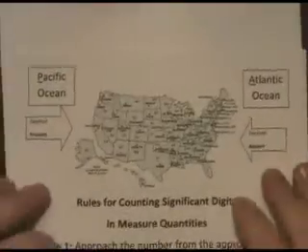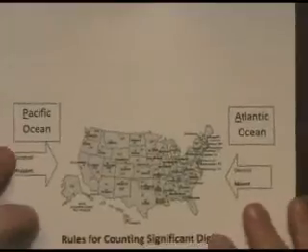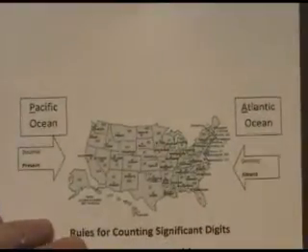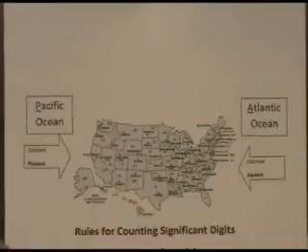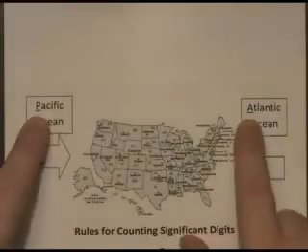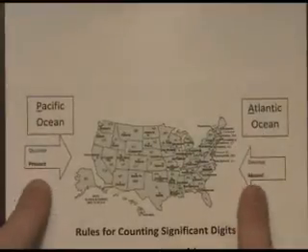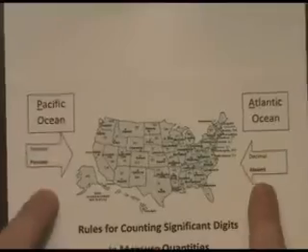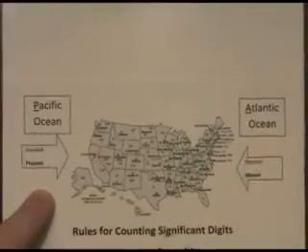One method of counting significant figures involves imagining a map of the United States where the Atlantic Ocean is on the right and the Pacific Ocean is on the left. And this is just a mental map or a way to remember the letter P and the letter A, which can also refer to whether or not a decimal place is present in the case of the Pacific Ocean or absent in the case of the Atlantic Ocean.